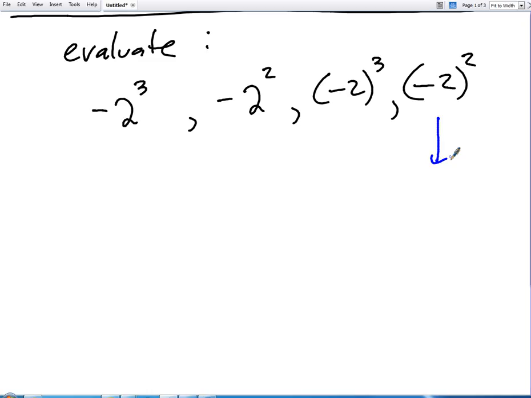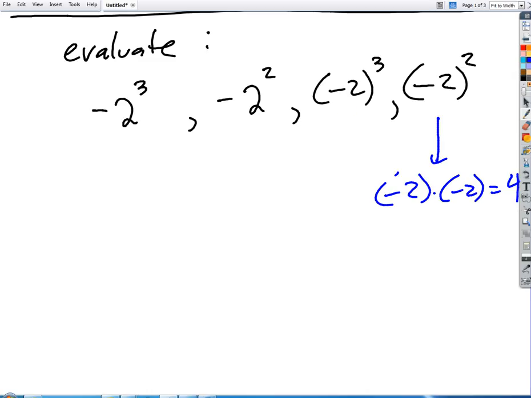Good. And what this is saying, if I take a base to an exponent, which we call power, right? That's just telling me how many times am I multiplying that together, right? So this is literally -2 times -2, which is +4, right? Now what about this one?